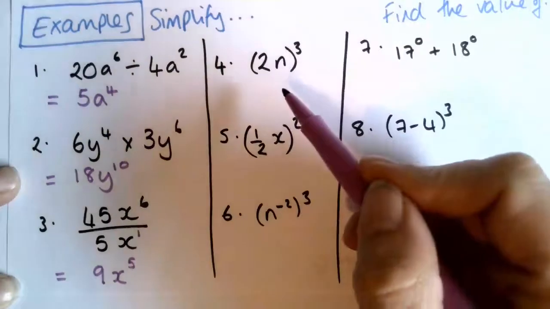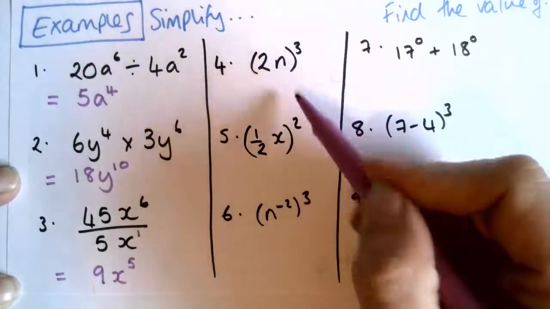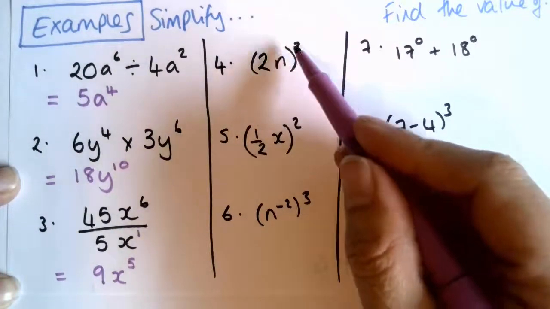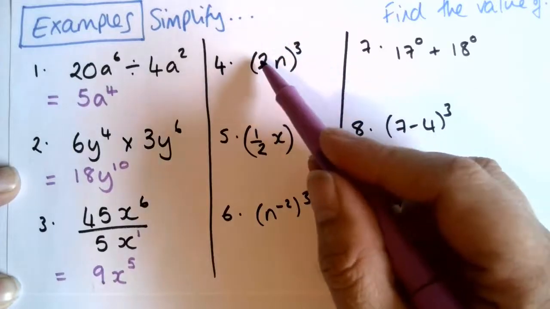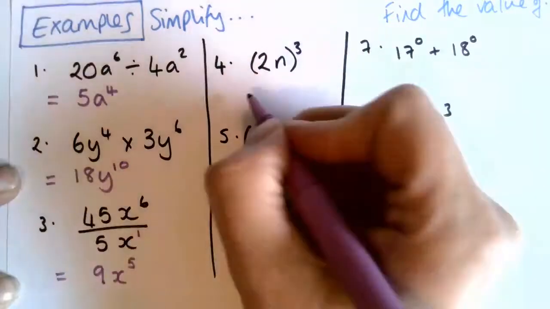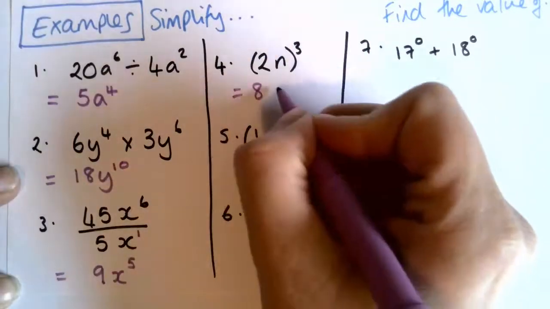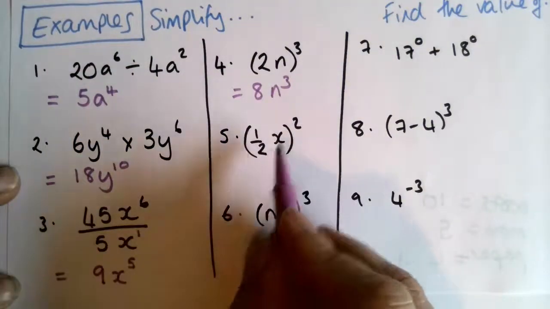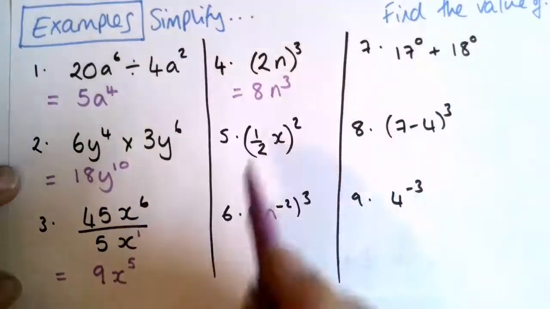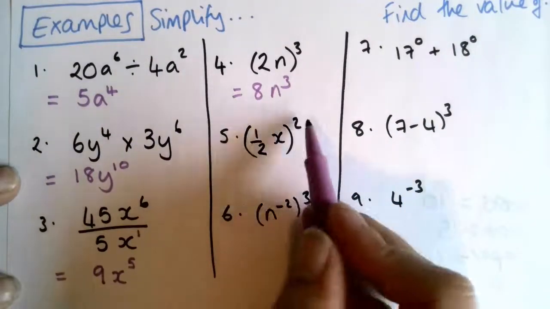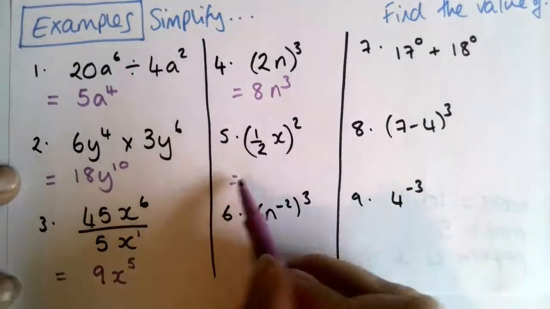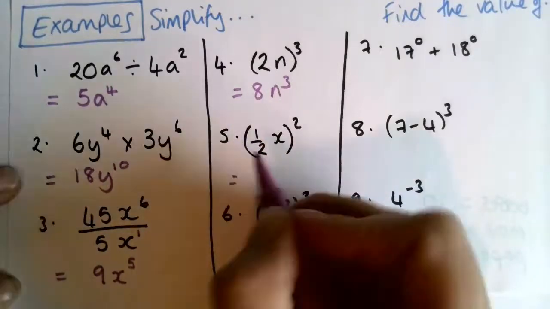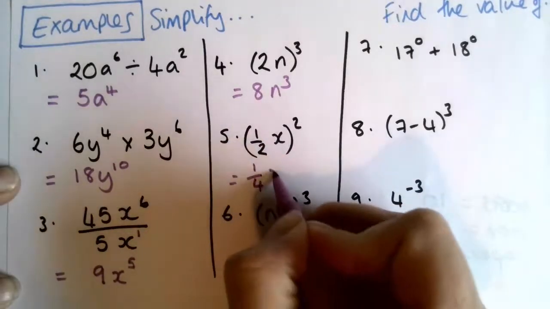Number 4, 2n all cubed means that this cubed applies to the 2 as well. So 2 cubed is 8, and then n cubed. Number 5, a half x all squared. So the squared applies to the half and to the x. So a half squared is a half times a half, which gives you a quarter. X squared.